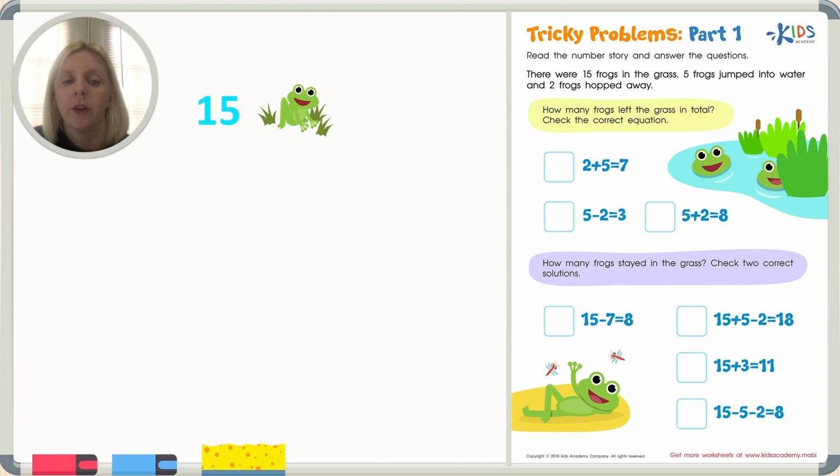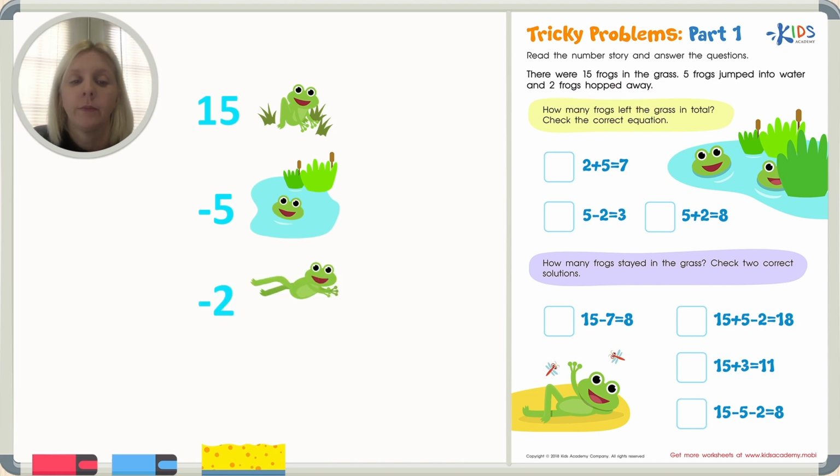Okay, so here's 15, and there's 15 frogs. They're in the grass. Then it says 5 frogs jumped into the water. So we've got the number 15, and then 5 of them go away. So if they go away, we would subtract, right? So 5 of them jump into the water. Okay. And then it says, and 2 frogs hopped away. So then 2 of them go away. All right, so then it says, how many frogs left the grass in total?